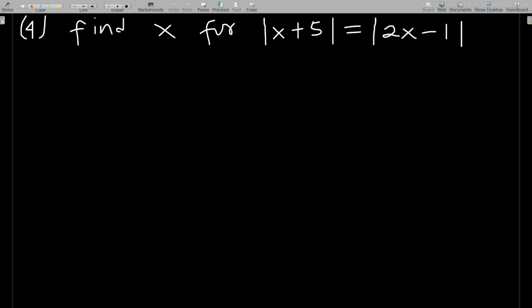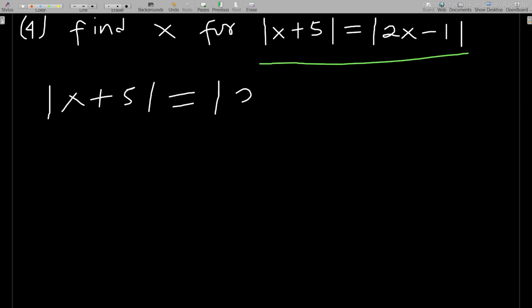Now let's look at this. This is very unique. Absolute value equals absolute value. Now we didn't talk about this. How you can solve this is very simple. With this, what you do is, you have absolute value of x plus 5 equals absolute value of 2x minus 1. So what you do here is just remove the absolutes from them, equate them just like that, and solve.